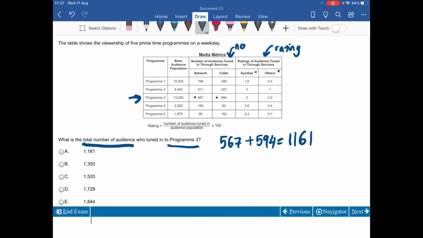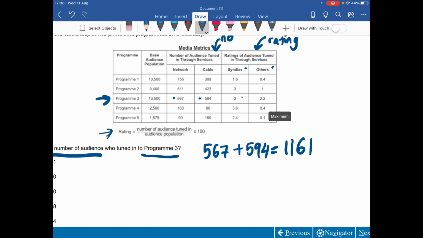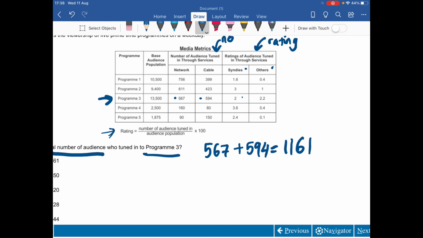Since we want to find the ratings, if we look at Cindy's column, you know that it's 2 over there. So we're going to just substitute into that equation that they've given us. And the fact that they've given us this equation means that we actually are going to have to use it, right? So for Cindy's, the rating is 2. And then for number of audience tuned in, that's what we want to find out. So that's X, and then you have your population, which for that row is 1,300. You times it by 100, and then you basically just rearrange the equation to find it out, I guess, in a way.